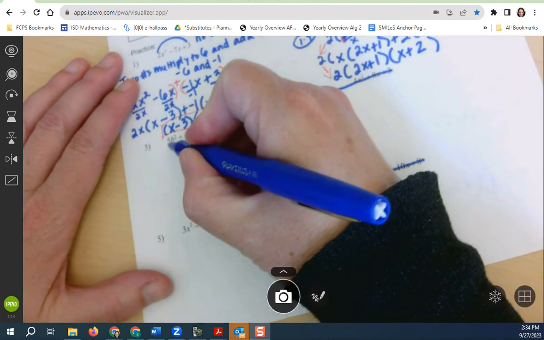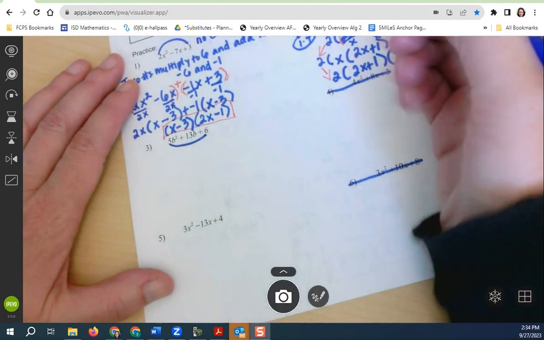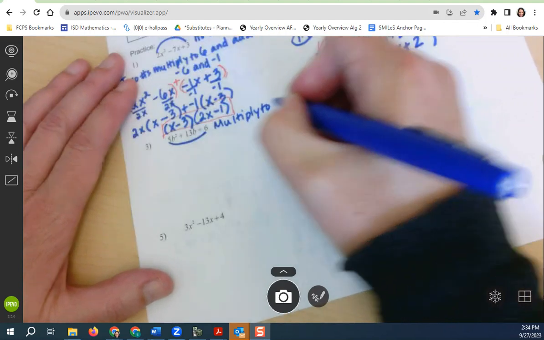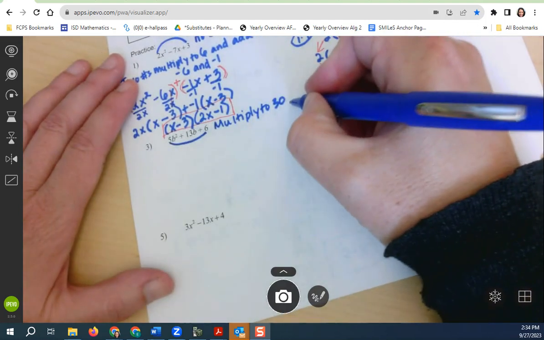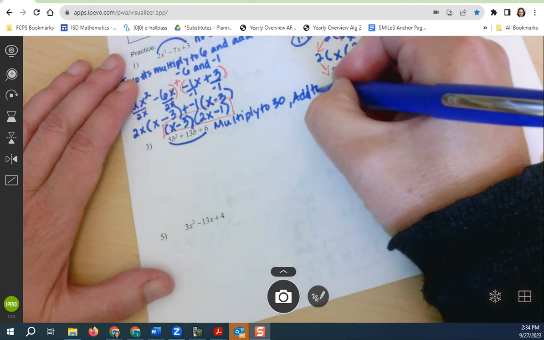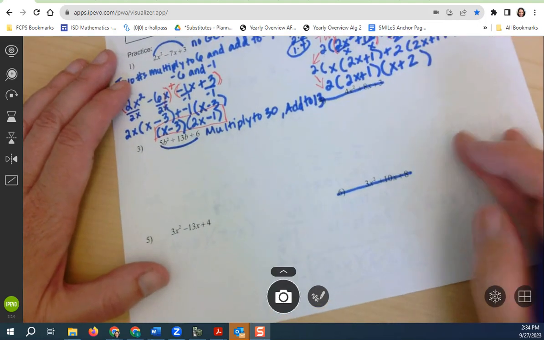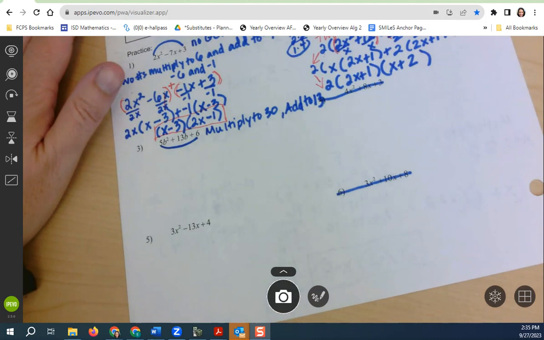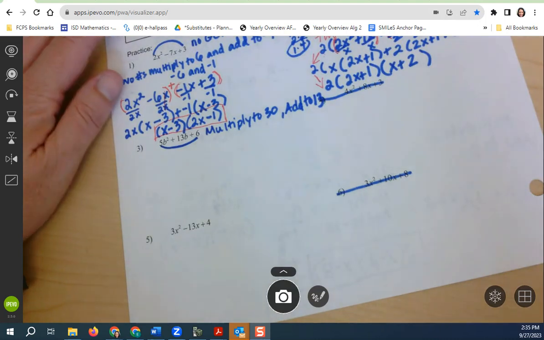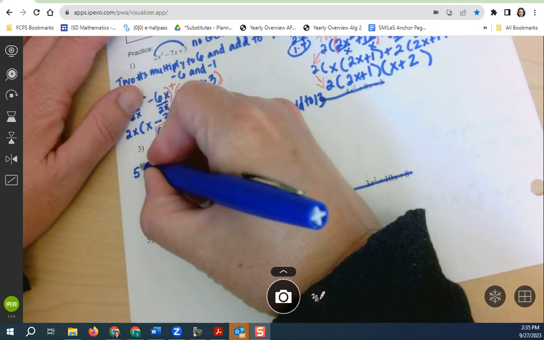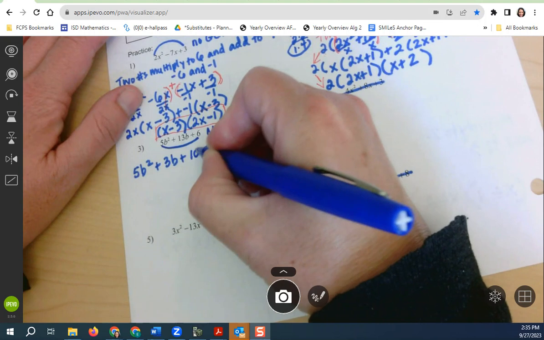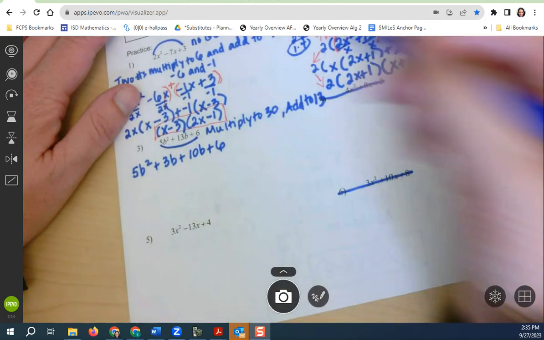So we're trying to find 2 numbers that multiply to 5 times 6. So they have to multiply to 30. And they have to add to the middle, which is 13. And I already showed you how you make a whole list of numbers that multiply to 30. And then if you have that list, you are able to find the ones that add to 13. We found 3 and 10. So I rewrite the problem as 5b squared plus 3b plus 10b plus 6.